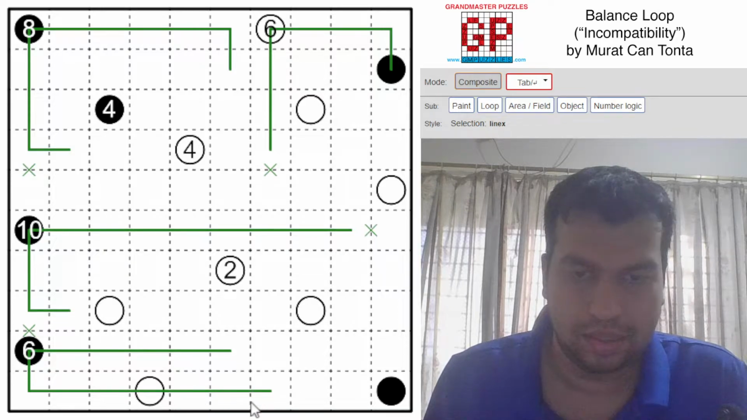And this white circle forces this. Now this part of the loop segment cannot hit the 2 clue because it will be too high, so this ends up happening. And just counting the ends in this area, this would have to come left and this part would have to come right.